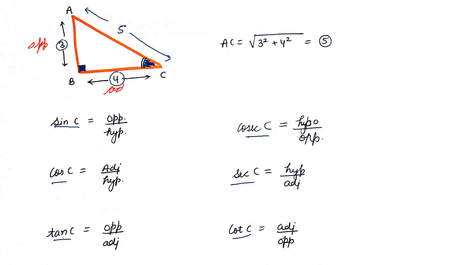This will become the adjacent side. Correct? Now what is the definition for sine? Sine, we know, is opposite divided by hypotenuse. So the opposite side is 3, the hypotenuse is 5. So the answer for sine C will be 3 by 5.